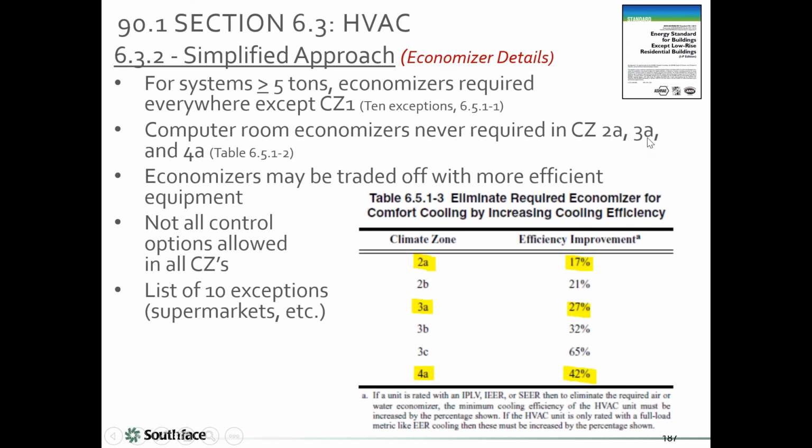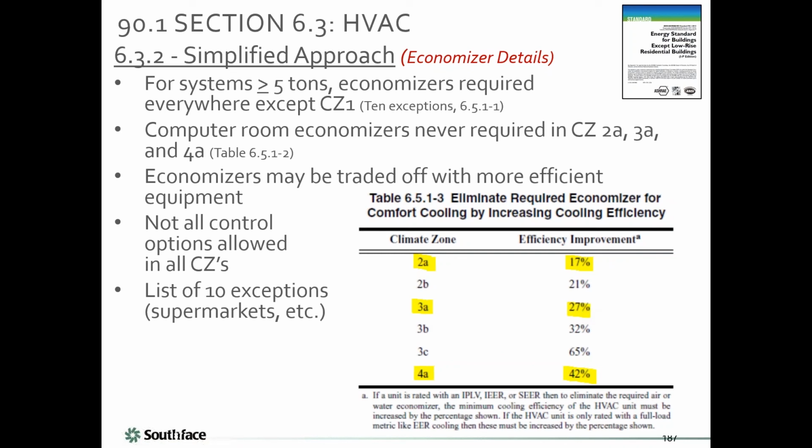So the other code, that was another amendment that was made on the other code. You can say, I don't want economizer control, I just want to up my equipment efficiency. So if you're in climate zone 3A, you can put in an air conditioner that's 27% more efficient, and you can just not have to have economizer control.